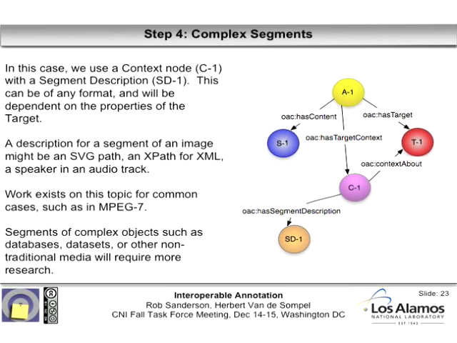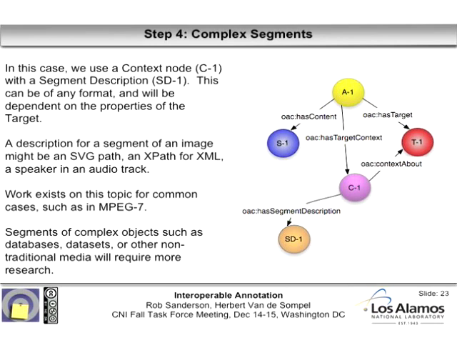So now we add a context node. People familiar with ORE may think about proxy nodes. They're pretty similar. And from that context node, we then have a segment description. This would be a resource that describes the area or the region, the segment of the target that's of interest. So that might be an SVG path for an image, XPath into an XML document, some way of identifying a speaker within an audio track.